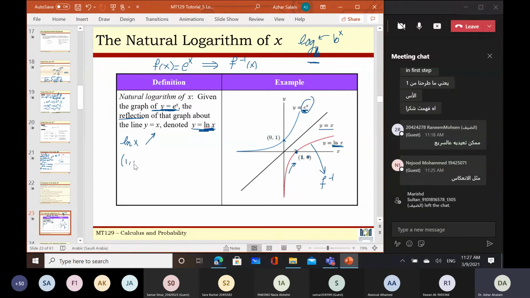So the point (1, 0) is always on the graph of ln x.